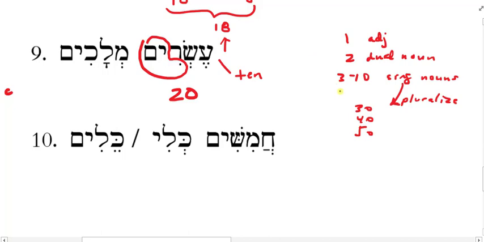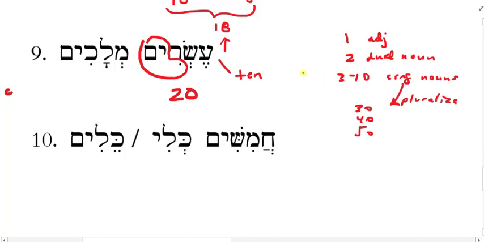But how do I get 20? I don't take the number 2 and pluralize it, because the number 2 is not a singular noun, is it? It's a dual noun. So my rule is to take a singular noun and pluralize it to get the multiple. For the number 2, I don't pluralize the number 2 because it's already not singular.